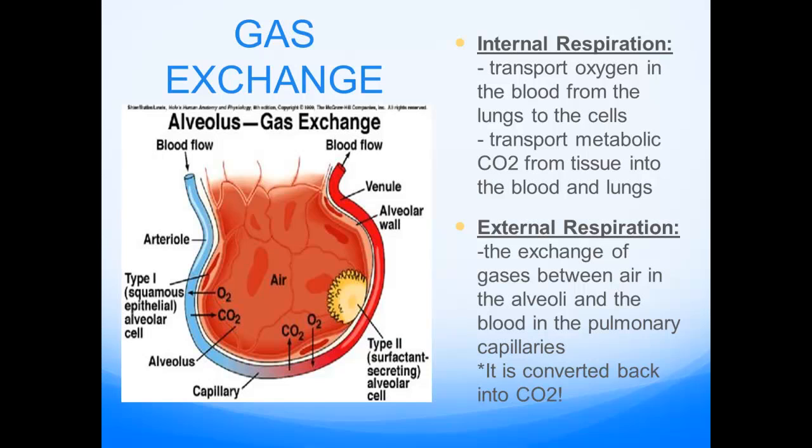Internal respiration is the transport of oxygen in the blood from the lungs to the cells. It transports metabolic carbon dioxide from tissue into the blood and lungs. External respiration: in external respiration, most of the carbon dioxide is carried to the lungs in plasma as bicarbonate ions, HCO3. When blood enters the pulmonary capillaries, the bicarbonate ions and hydrogen ions are converted to carbonic acid, H2CO3, and then back into carbon dioxide and water.